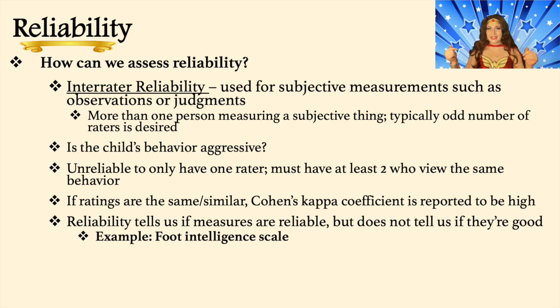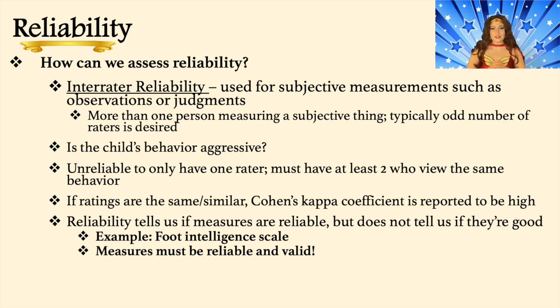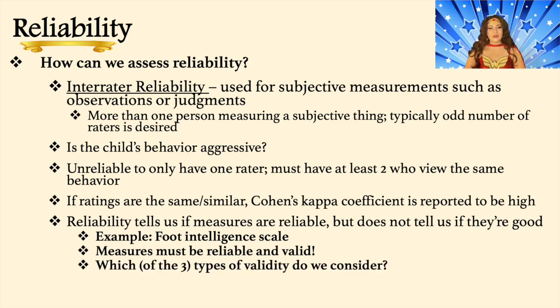So when you conduct your own experiments, you want to look for measures that are valid, but also reliable. In the case of the foot intelligence scale, it's reliable, but it certainly isn't valid. So just be aware of that and make sure that you're choosing measurements for your variables that are both reliable and valid.